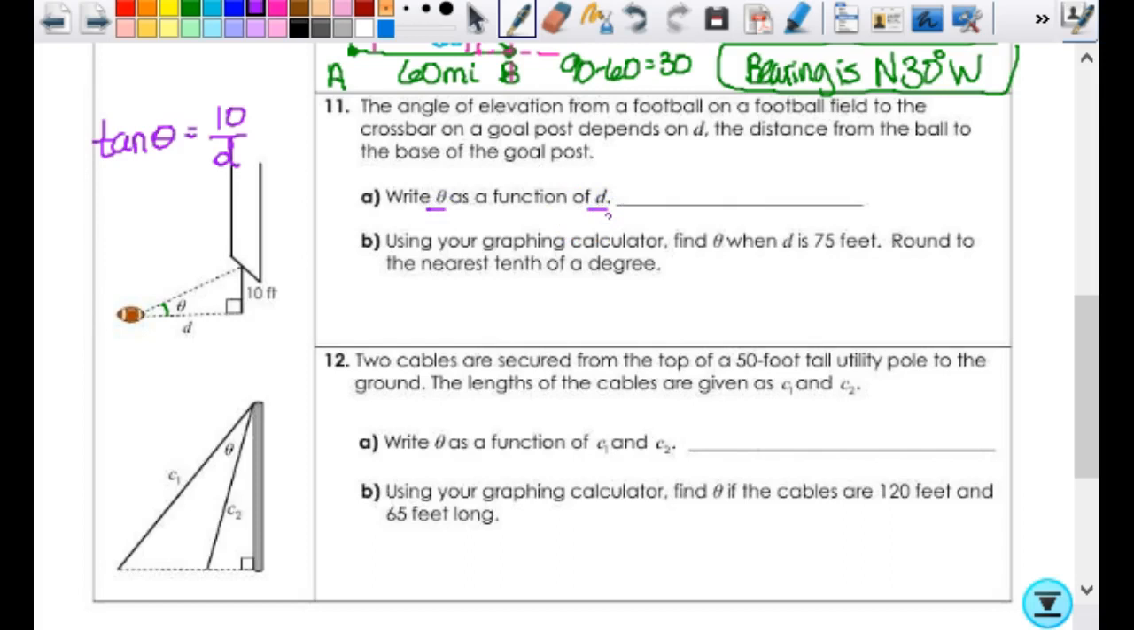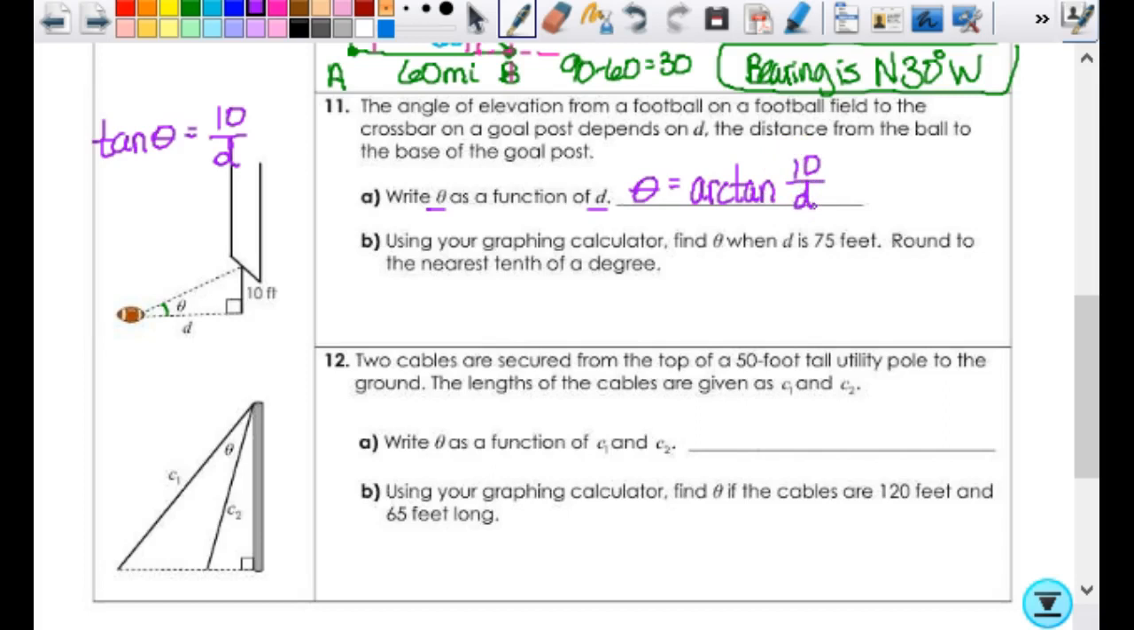Well, I can solve for that, right? You just take the arc tangent on both sides, so theta is equal to the arc tangent, or tangent inverse, it's the same thing, of 10 divided by whatever D happens to be. There's your function.